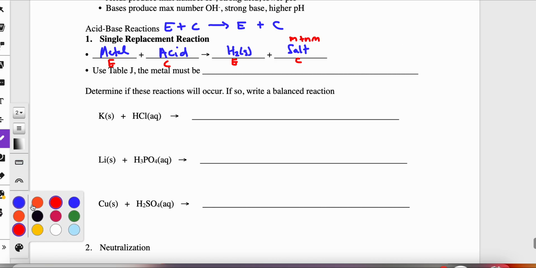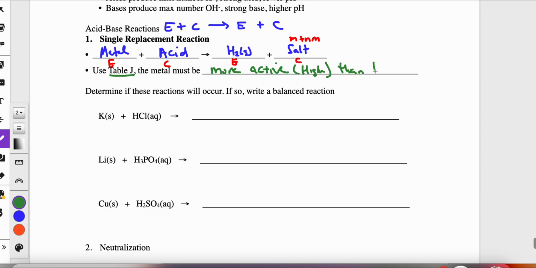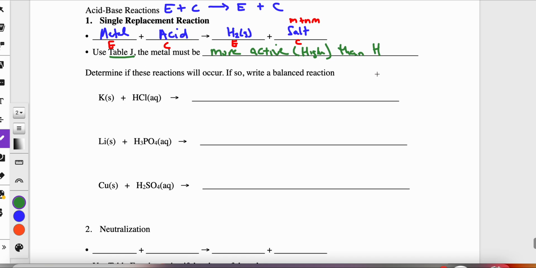Now, we have to utilize our Table J. The metal must be more active than hydrogen. So the metal must be more active, or on Table J, higher than H, because that's the component, or the partner, in the acid it's trying to replace.